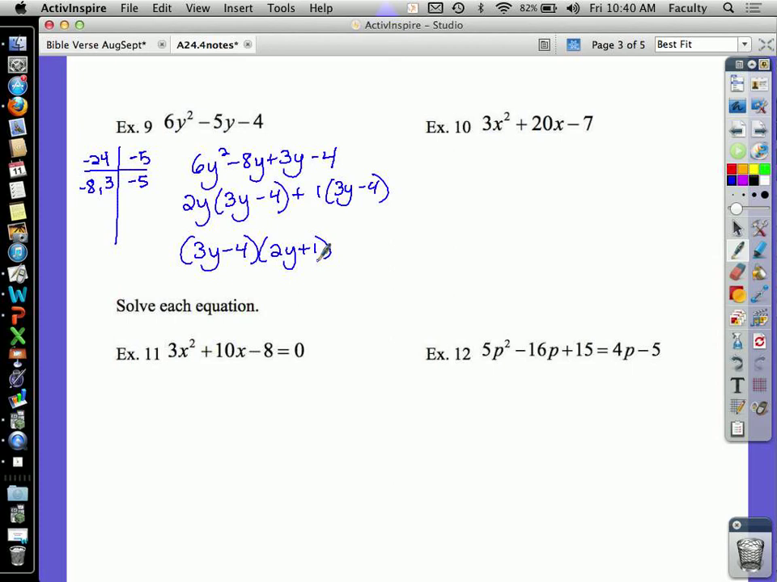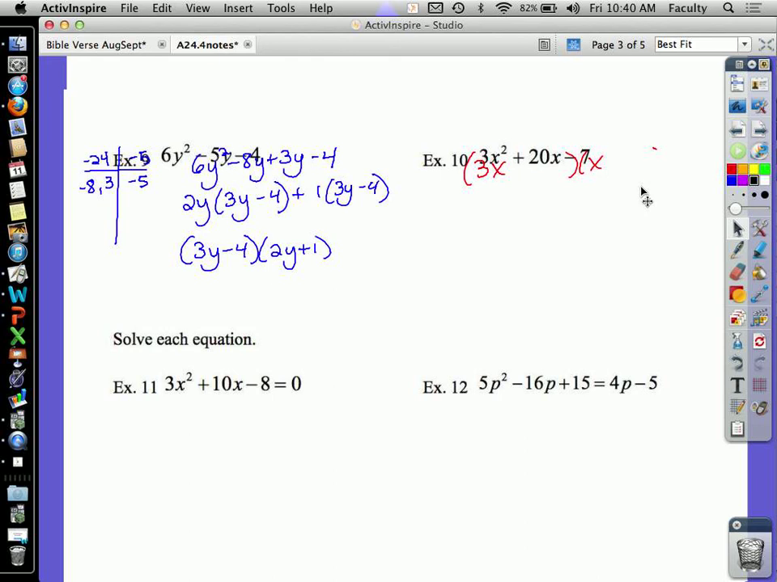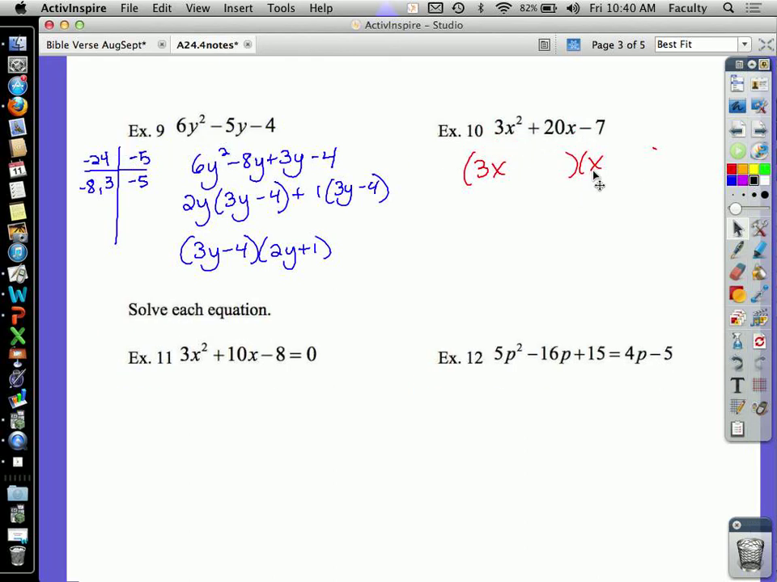Yes, okay. In 10, I'm going to do this by trial and error. And watch. You know 3x and x are the only possibility. So think about it. If I put the 7 and the 1, I kind of do it in my head. If I put a 7 and a 1, that's 7x plus 3x is 10x. But if I switch it, 21x and 1x, that can give me a 20x. And I need the 21 to be positive.